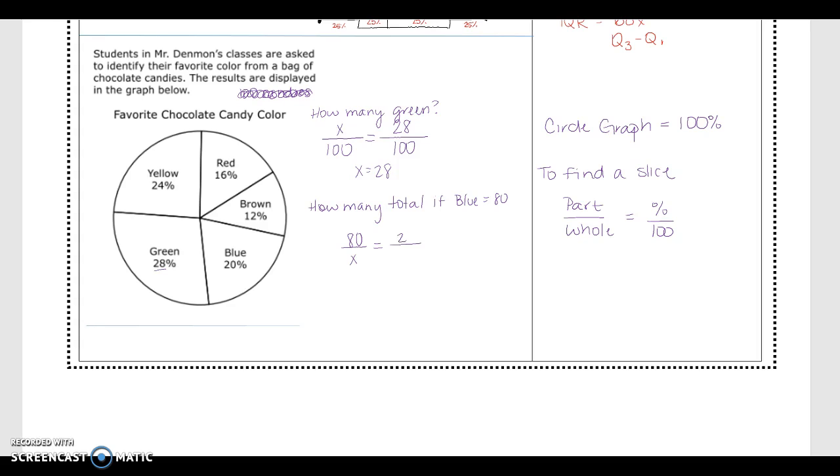I would still do percent over 100. So 20x equals 800 divided by 20. 20x is 40, right? So that's how we would find either the part or the total, all right? And every once in a while you have to find the percent.